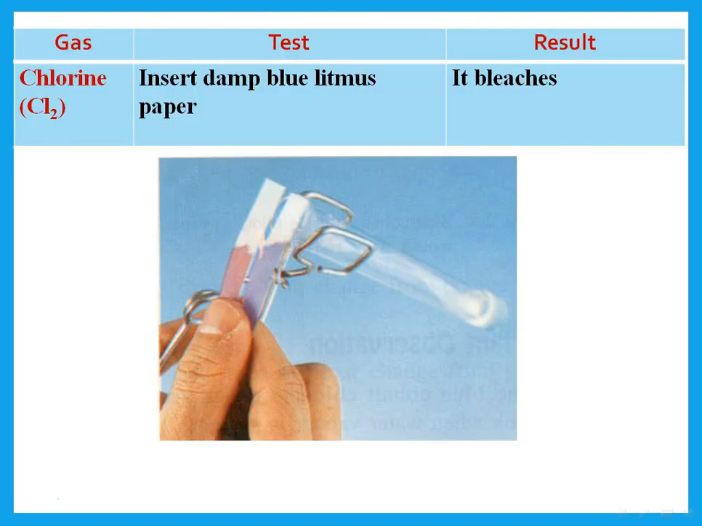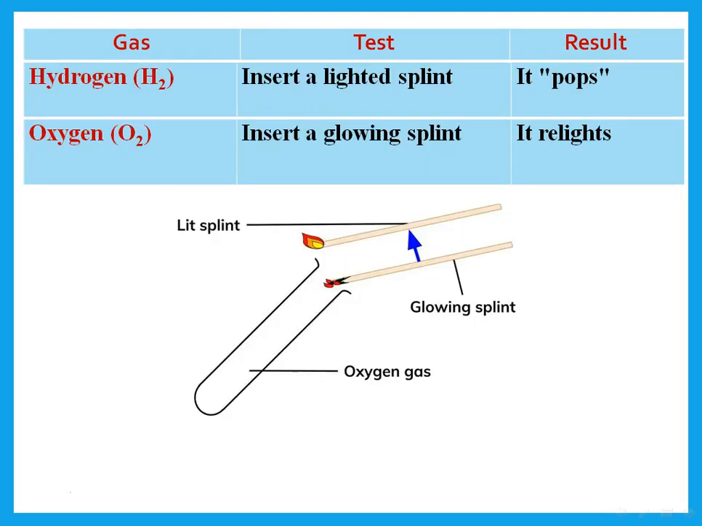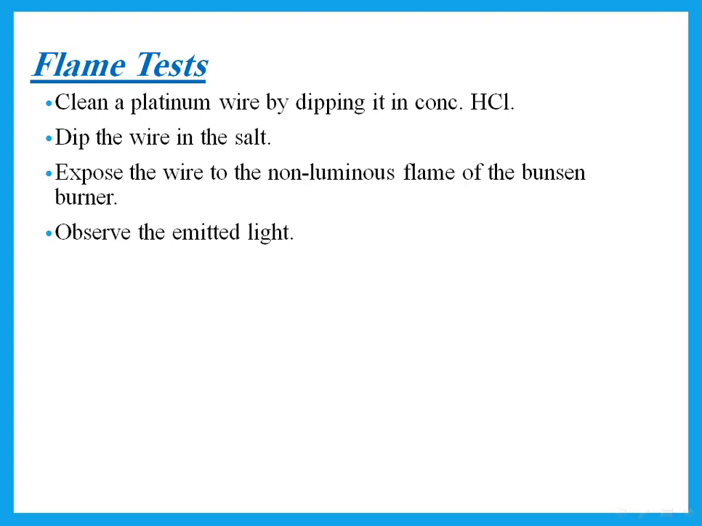Chlorine gas. Remember, there is a test for chlorine, and the other one was the test for chloride. Chlorine, insert damp blue litmus paper, it bleaches. We said bleaches means it turns white. Hydrogen, insert a lighted splint, it pops. Oxygen, insert a glowing splint, it relights. Please memorize all of these.